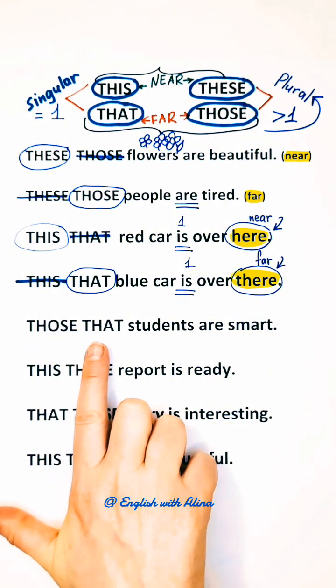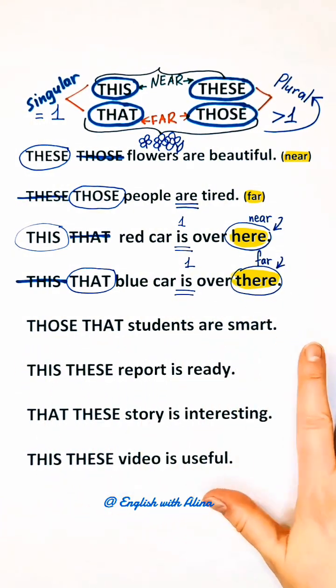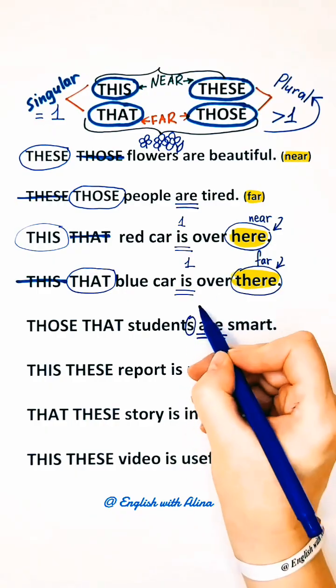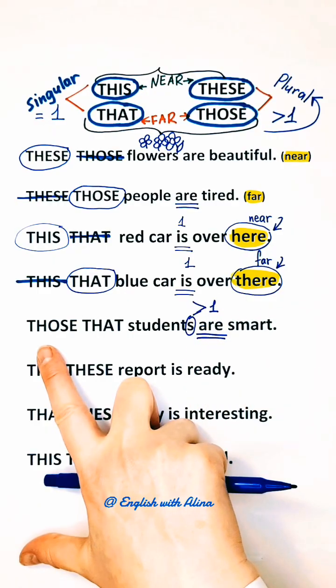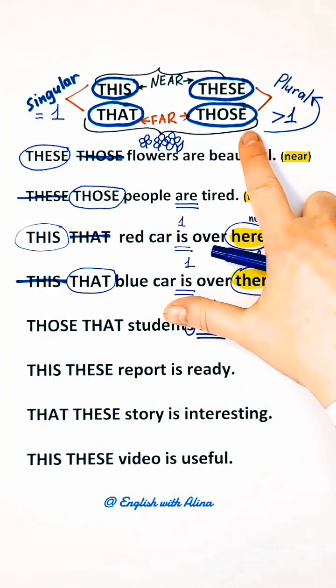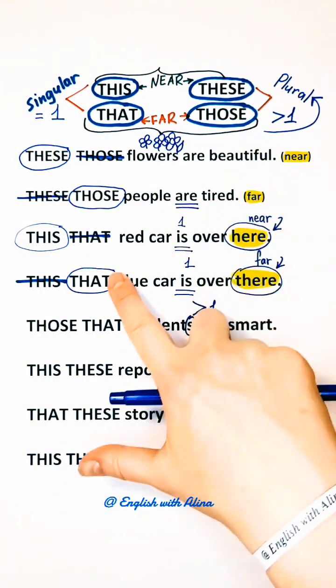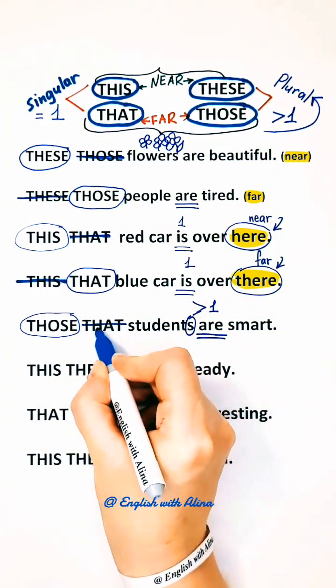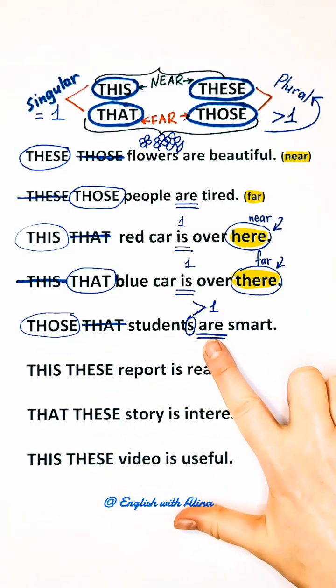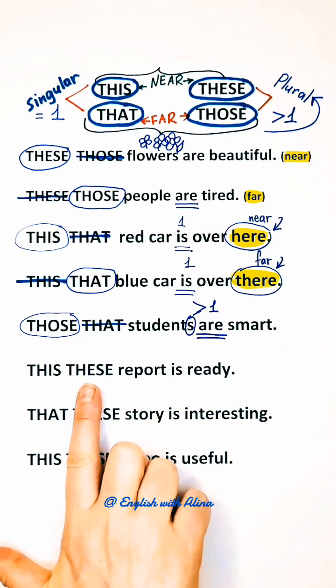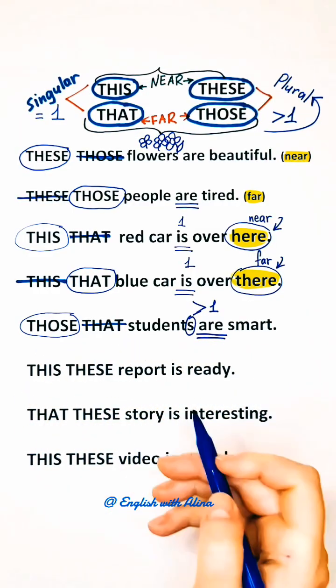Those or that students are smart. Are stands for plural. Students are is plural. Those is plural. Those students are smart. This or these report is ready.